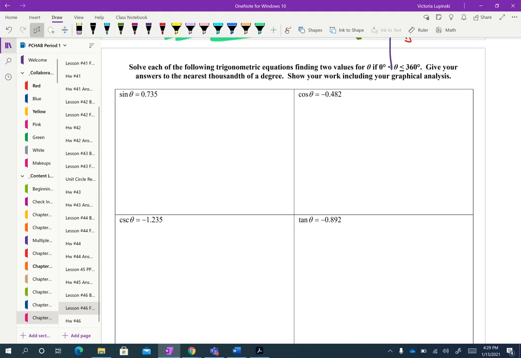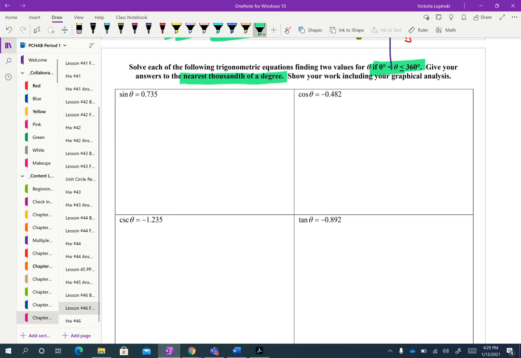On the next set, they're still telling you that you're going to solve between 0 and 360. Again, you would include 360, but not include 0. It says that you're going to round your answers to the nearest thousandth. So that implies that you're going to need your calculator. And again, using a graphical analysis just means show the angle. If you have your calculator, you're going to want to make sure that you are still in degree mode.